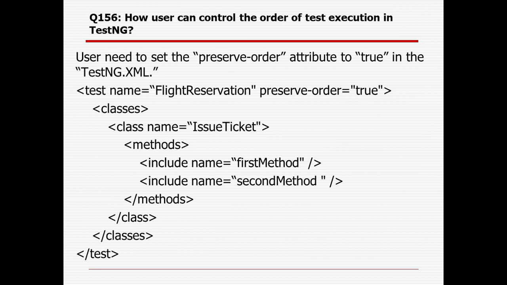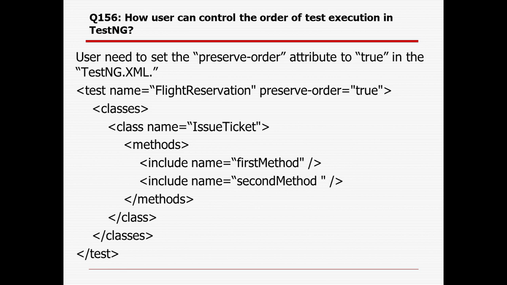How can a user control the order of test execution in TestNG? In case you are not controlling the order, you do not know which method will be executed first, right? Suppose you have created some methods: first login, then you are doing some booking, then retrieving the booking, then logging out, right? In case you are not maintaining the order of your methods and logout is executed first and then login, obviously the test case will fail.